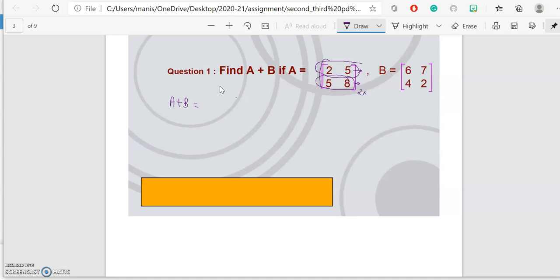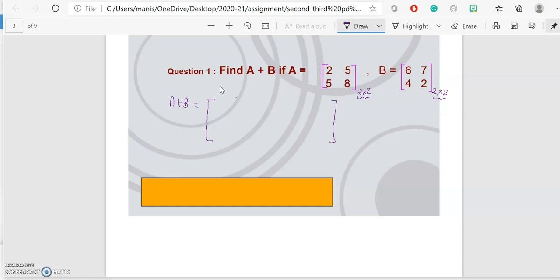How many columns is it having? It is having 2 columns over here. So the order of this matrix is 2 by 2. Similarly, I will come over here and write the order of this matrix. I have 2 rows and 2 columns. So since the order of this matrix and the order of this matrix are the same, now I can proceed with the addition of two matrices.